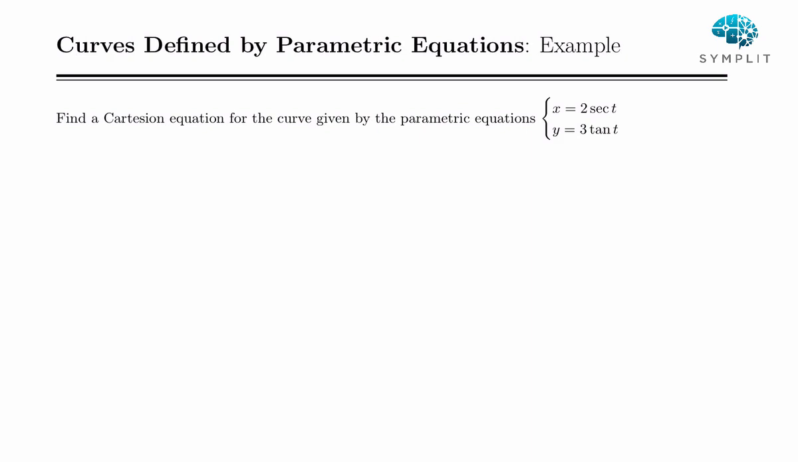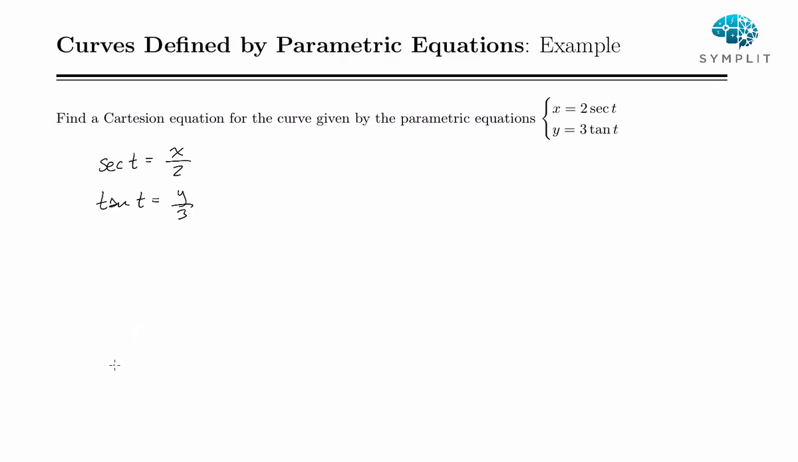To eliminate the parameter here, we do have some trig functions, and so we can use some trig identities. First of all, we're going to just solve for those trig functions. So we have secant of t is x over 2, and tangent of t is y over 3.